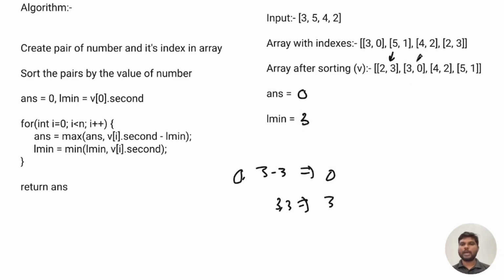Now we increment i, so now we are considering this element. Again we assign answer the maximum of answer, which is 0, and vi dot second, which is 0 now, minus lmin, which is 3. So 0 minus 3. The maximum between 0 and minus 3 is 0, right? So answer has been assigned 0 again, and lmin becomes the minimum of lmin comma vi dot second. The value of lmin is 3 and the value of vi dot second is 0, so now lmin's value is changed to 0. This is the minimum i index which we have found so far.